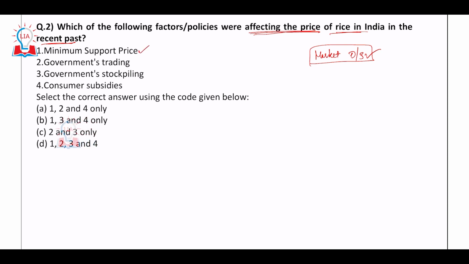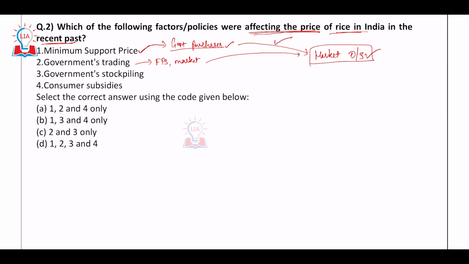So, minimum support price. With the minimum support price, what is the government doing? The government is procuring, or saying that it is going to buy the rice, whatever amount is produced by the farmers. So the government purchases all the rice, however much the farmer is willing to sell at this minimum support price. Will it affect the market demand and supply? Yes, absolutely. Government's trading: the government is the one which is going to sell it at the fair price shops sometimes, even in the market sometimes. Is it going to affect the demand and supply?